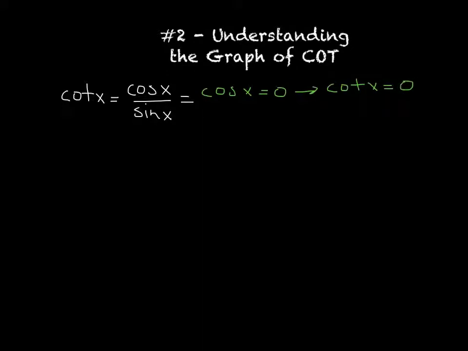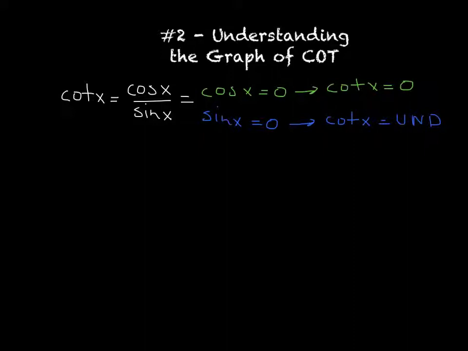Once again, let me repeat that. When the numerator of a fraction is 0, the entire number is 0. Okay? And when the sine of x equals 0, that's going to lead to the cotangent of x being undefined. Okay, so it's the flip of the last problem that we did.